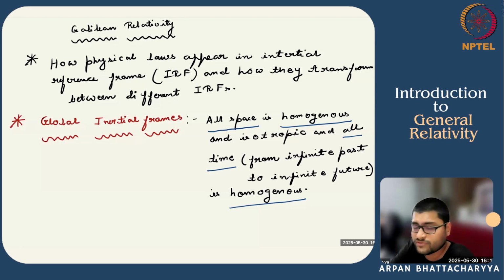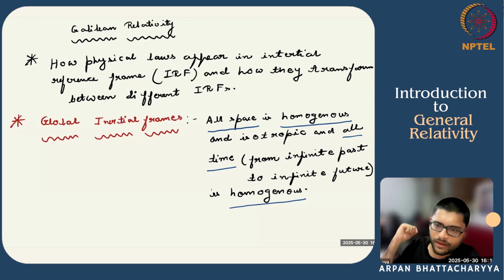And mathematically, this means, for example, let's say you choose the x-axis, and you can orient your x-axis after fixing the origin in any direction, and pretty much things are equivalent. So there is no preferred direction in the entire space.